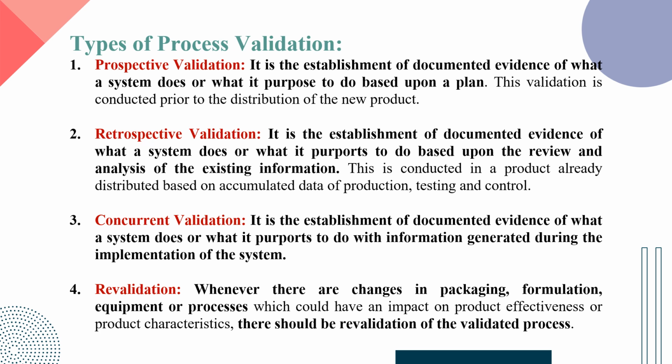Third is the concurrent validation. The concurrent validation is the establishment of documented evidence of what a system does and what it is purposed to do with the information generated during the implementation of the system. And the last one is the revalidation. The revalidation is the revalidation of the process if there is a change in the packaging, formulation, equipment or process, which may affect or impact the product effectiveness or the product characteristics.